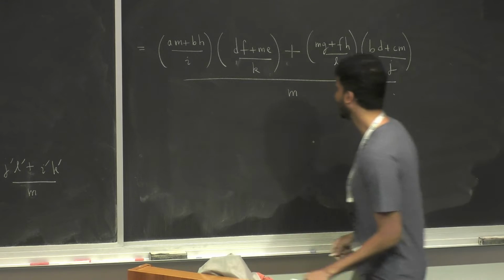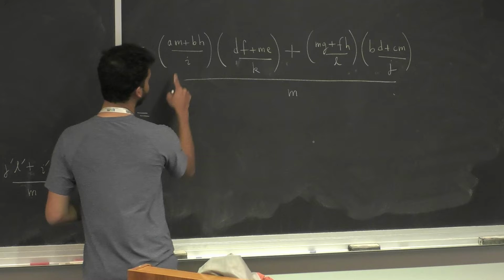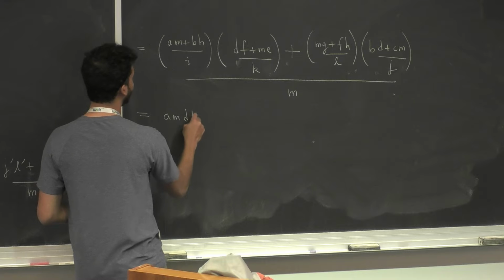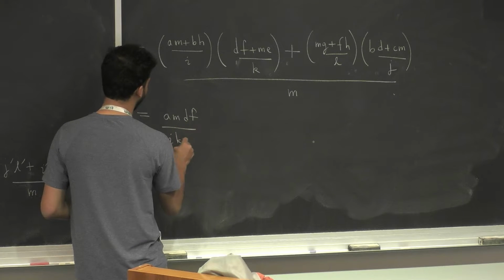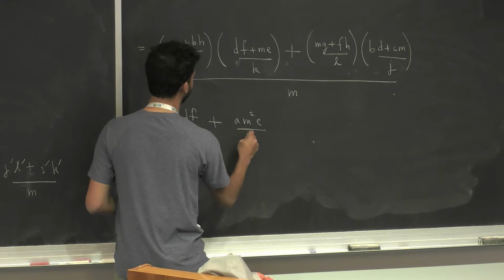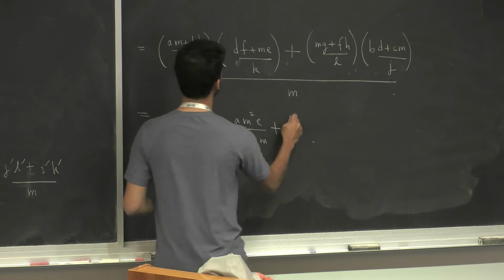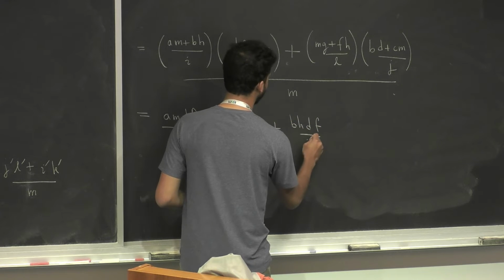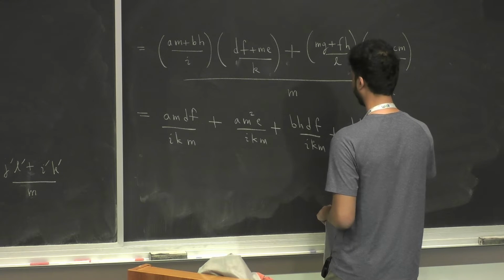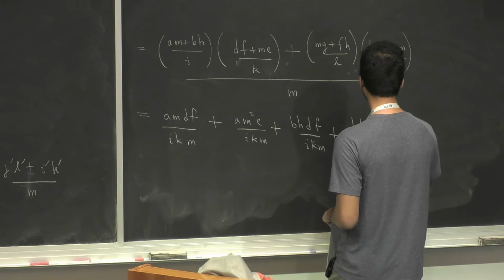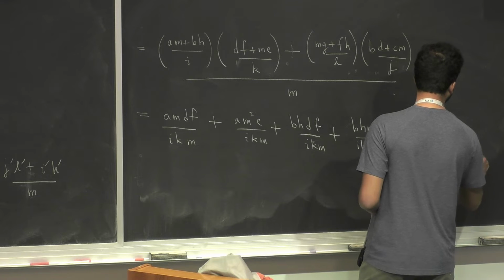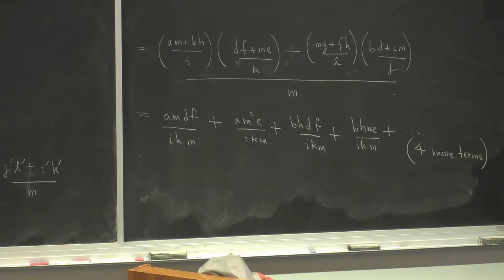So this, when you simplify this, is going to be a big Laurent polynomial. Let's write down some of the terms. So if I multiply these expressions together, then I get AMDF over IKM plus AM square E over M plus, and so on, 4 more terms. Okay, so you get this big Laurent polynomial over here.